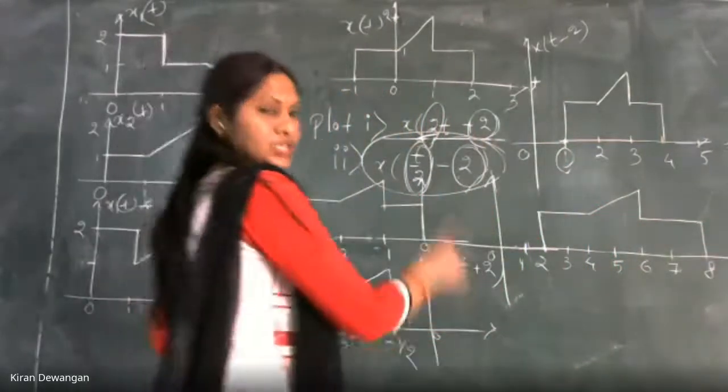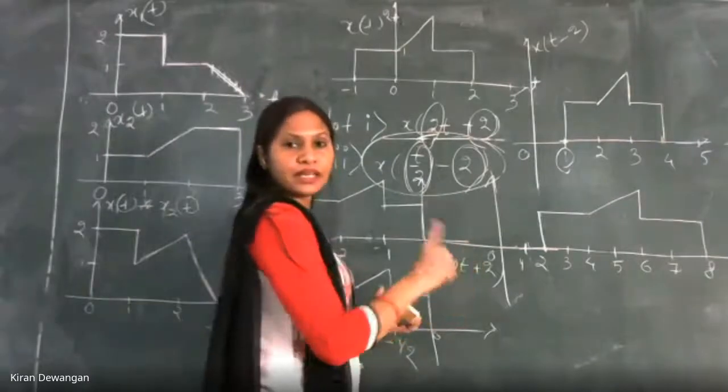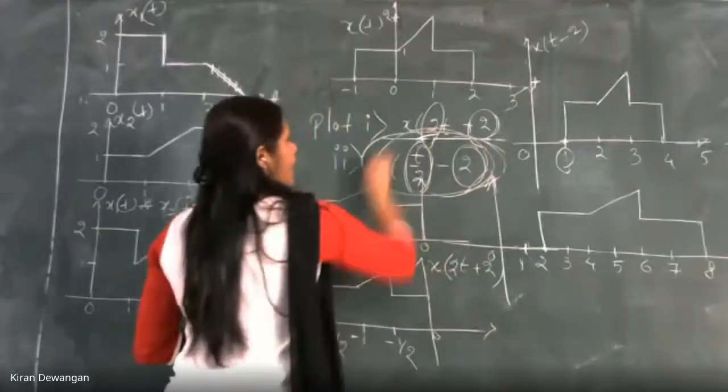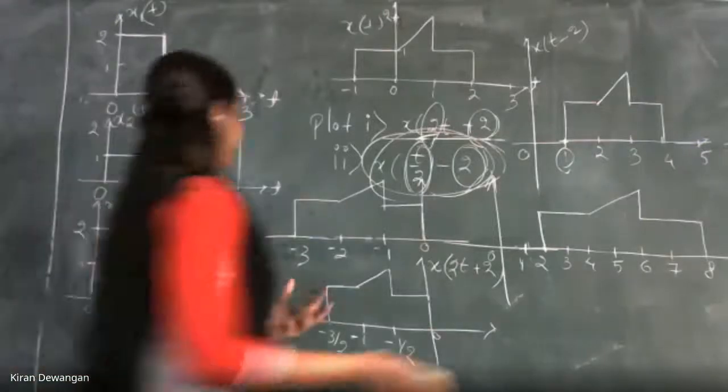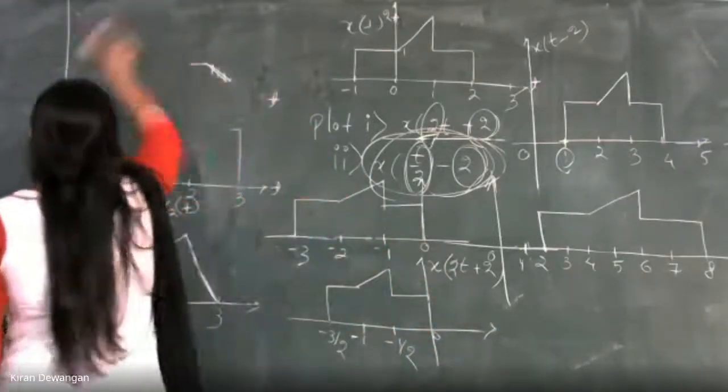Now is this visible and clear? Clear, right, everyone? Yes, ma'am. So that is how we can plot our x of t by 2 minus 2. Now we'll proceed further with the next set of questions.